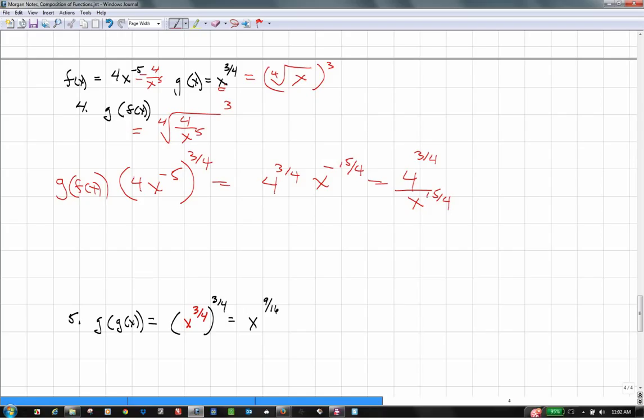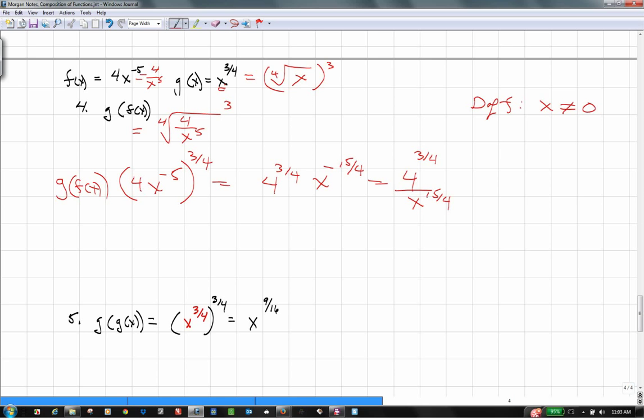Now to figure out the domains, what I could do is look at the domain. I'm substituting f of x into g of x, so I'm going to look at the domain of f of x. Let's look and see what f was at the start. f was 4 over x to the 5th, right? So the only thing that could make f undefined, because the x to the 5th is in the denominator, would be if x is equal to 0. So what I could say here is for f, we have x not equal to 0.